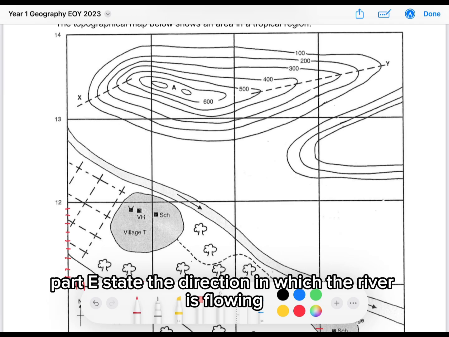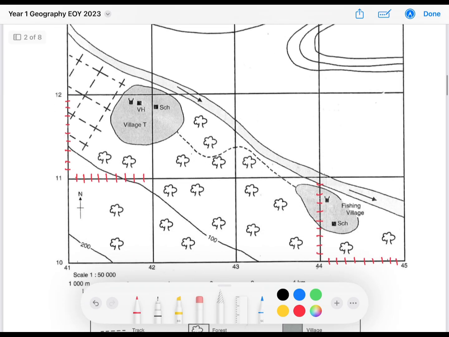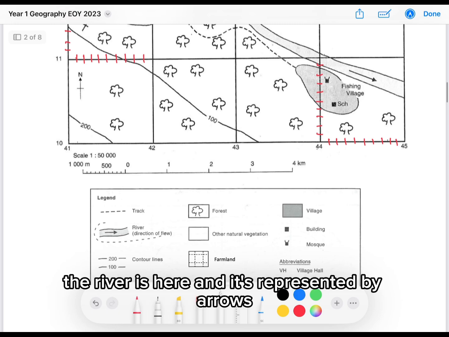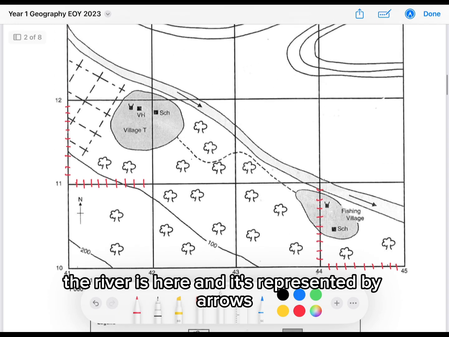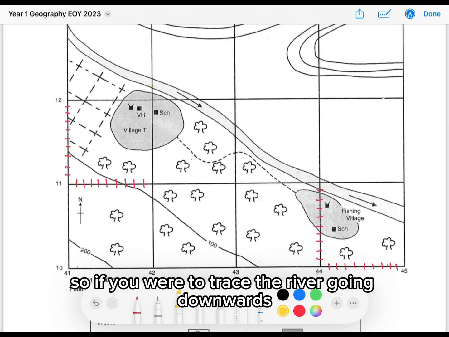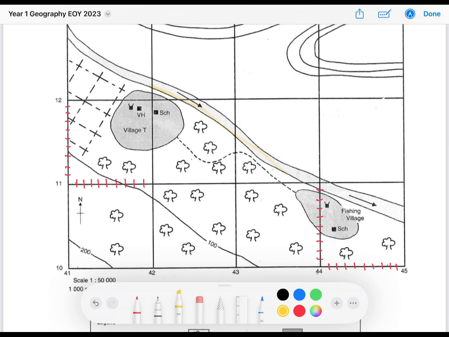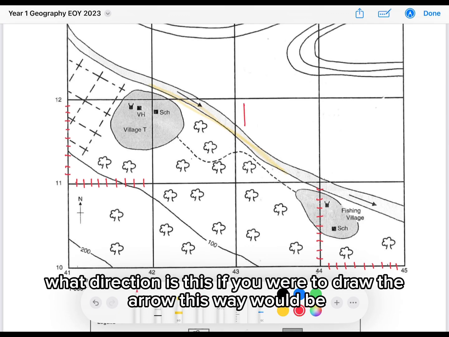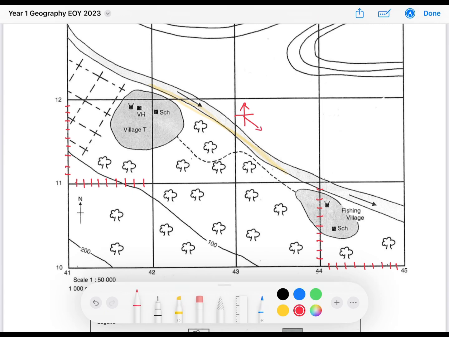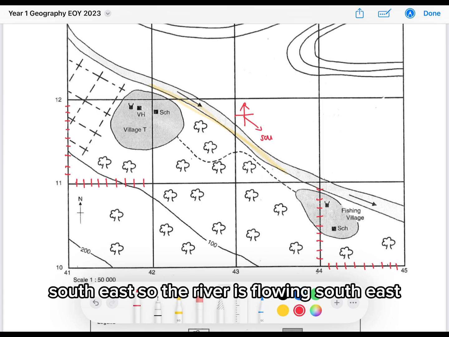Part E. State the direction in which the river is flowing. Okay, where's the river? The river is here and is represented by arrows. So if you were to trace the river going downwards, what direction is this? If you were to draw the arrow, this way would be southeast. So the river is flowing southeast.